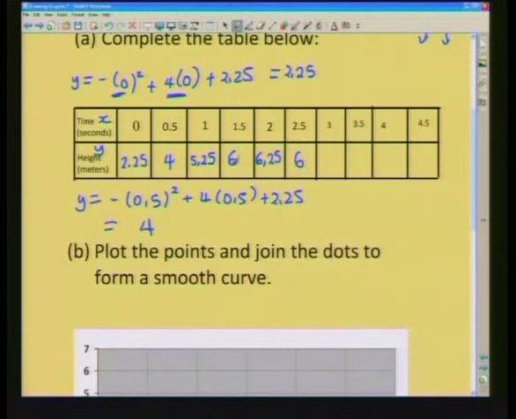Now, if you just look at the table and what's happening, we went up to 6,25, and then it seems to be coming back down again. So let's see if this is in fact what happens. At 3 seconds, we get 5,25. At 3.5, we get 4 meters. And then at 4 seconds, we get 2,25 meters. And then finally, at 4.5 seconds, we get 0 meters. So it's come back. It's fallen to the ground.